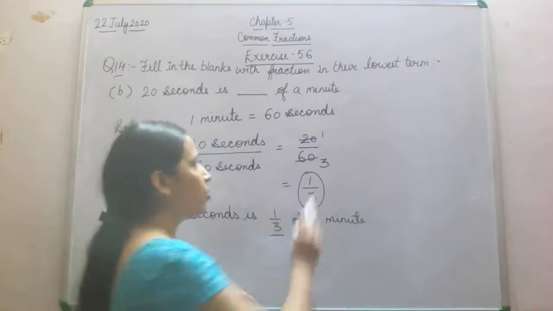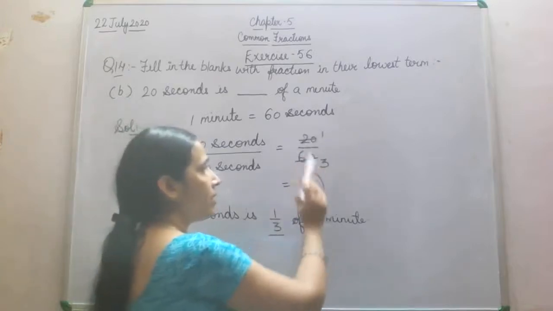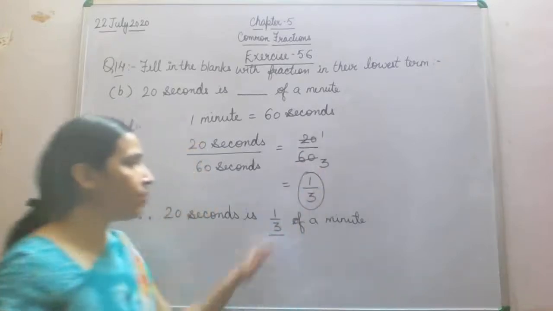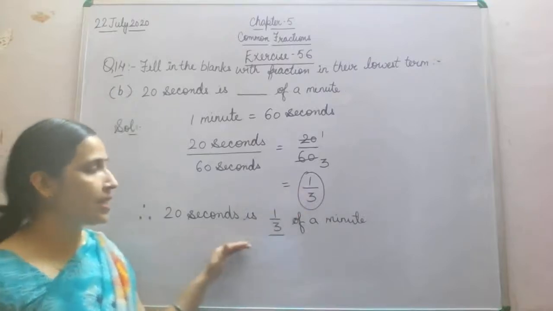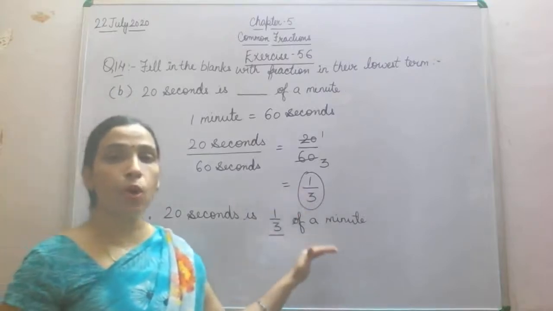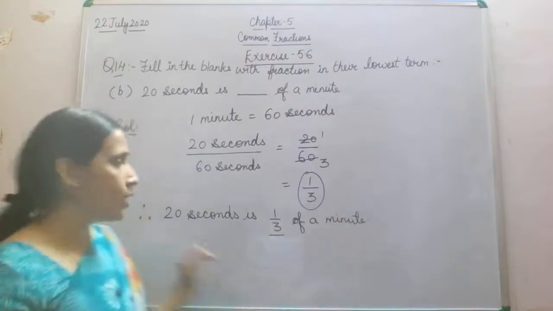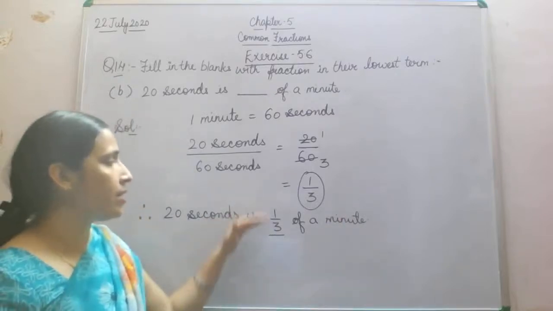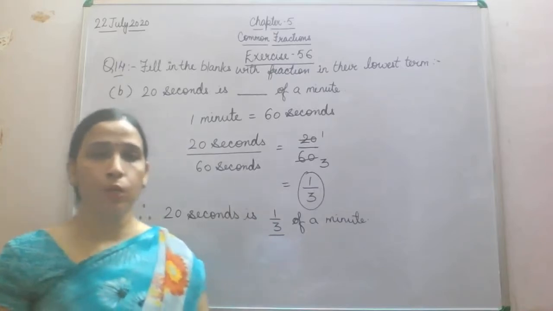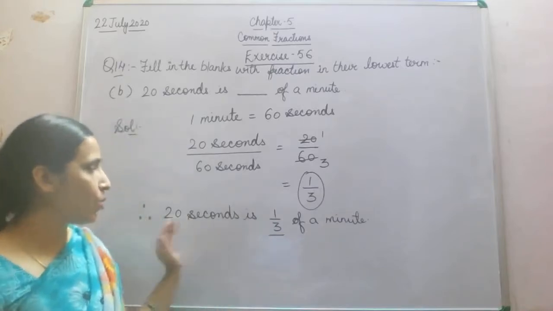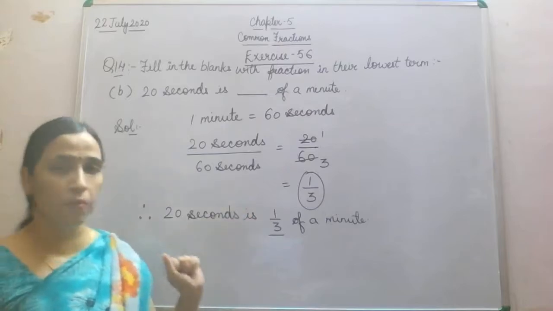So what we will do? We will do the division. 20 ones are 20 and then 3s are 60. We will get 1 by 3. Therefore 20 seconds is 1 by 3 of a minute. So I hope that is clear to you all.